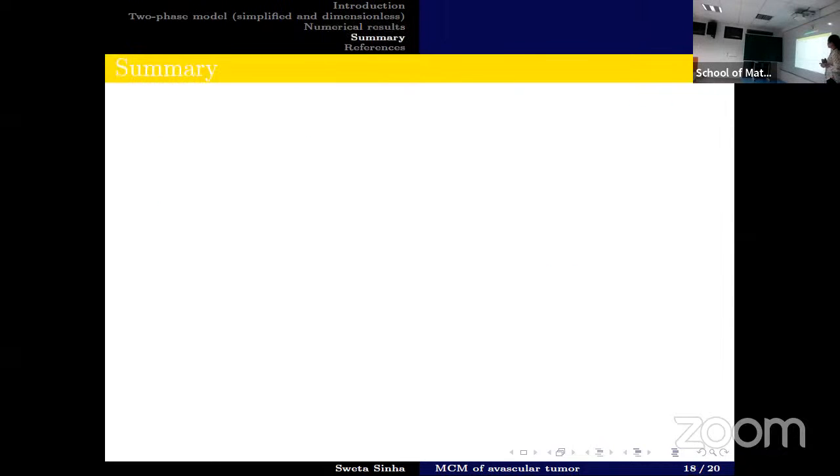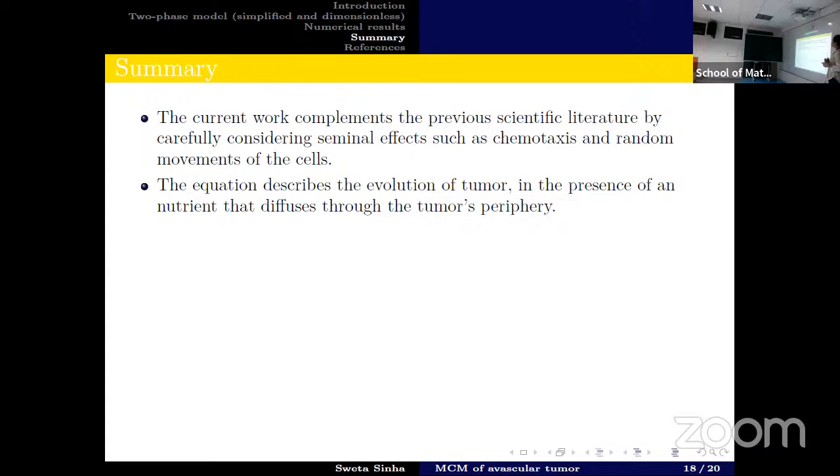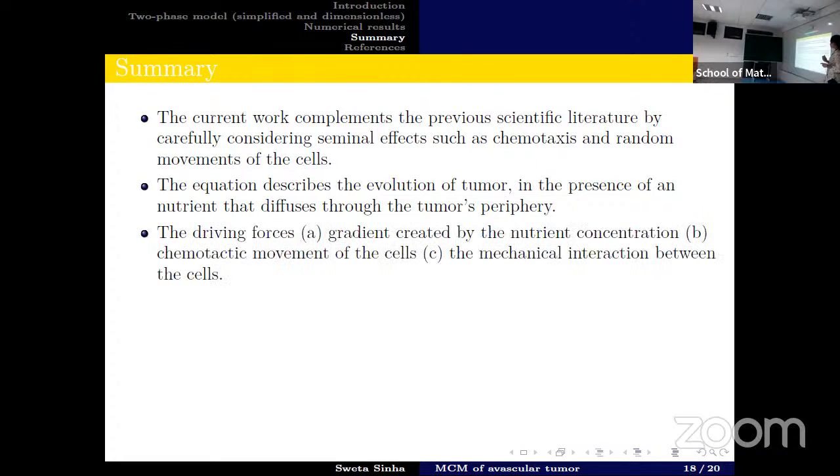So this is the summary of my work. The current work complements the previous scientific work by considering several effects such as chemotaxis and random motion of cells. The equation describes the evolution of a tumor in the presence of a nutrient that diffuses to the tumor's periphery. The driving forces are created by nutrient concentration, chemotactic movement of cells, and mechanical interaction between cells.